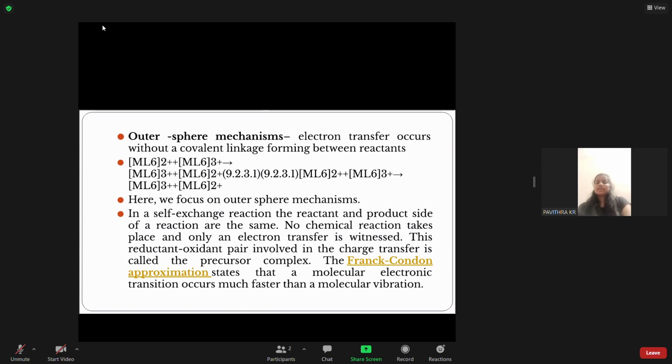In the self-exchange reactions, the reactant and the product side of the reaction are the same. No chemical reaction takes place and only an electron transfer is witnessed. This reductant-oxidant pair involved in a charge transfer is called the precursor complex. The Franck-Condon approximation states that the molecular electronic transition occurs much faster than a molecular vibration.